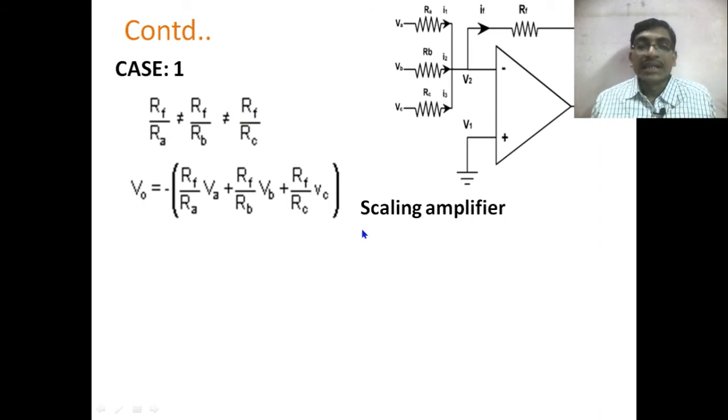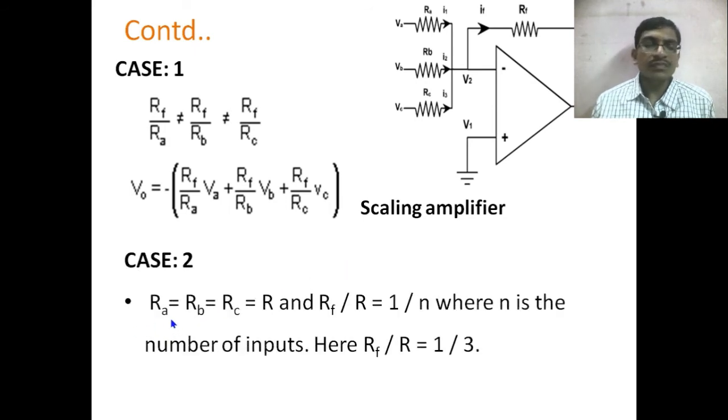Next case, it is going to work like an average amplifier. How, we will see. In case 2, RA is equal to RB is equal to RC is equal to R, as we assumed in the last derivation. So the RA, RB, RC values are the same, but RF by R is taken as 1 by N, where N is the number of inputs that we have. If we have 3 inputs, then N will become 3. If we have 2 inputs, then N is equal to 2. Like that we have to derive.